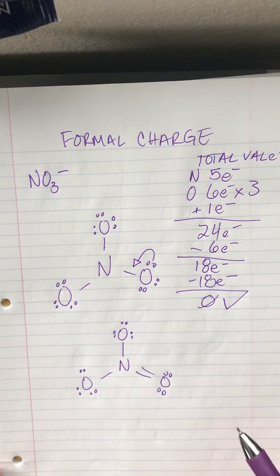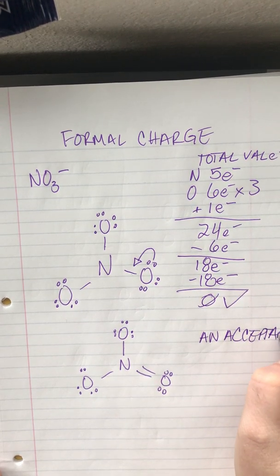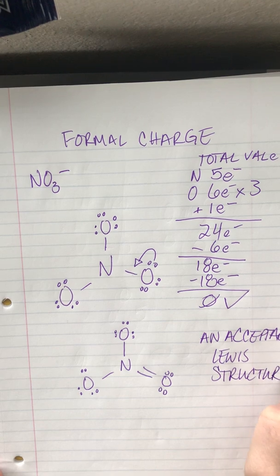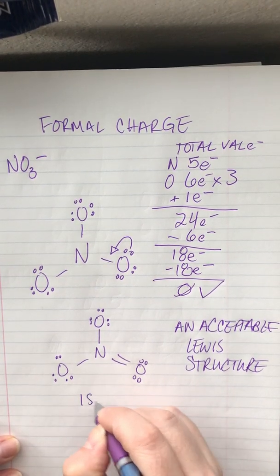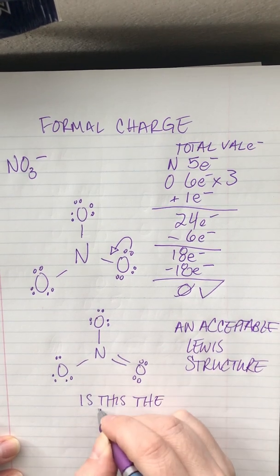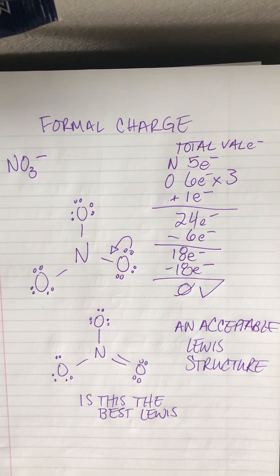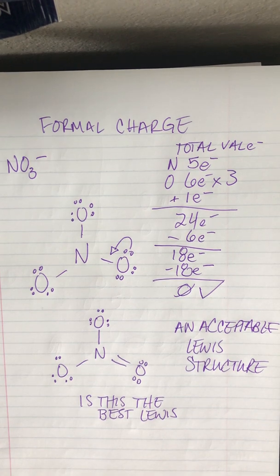We've used all of our valence electrons, so this is an acceptable Lewis structure. Right? So the next thing we want to evaluate is, is this the best Lewis structure? So what kind of things do we want to consider when we're asking whether or not it's the best Lewis structure? Is this the lowest amount of energy it can have? Mm-hmm. Yeah, but specifically, what are the qualities that make it lower energy?